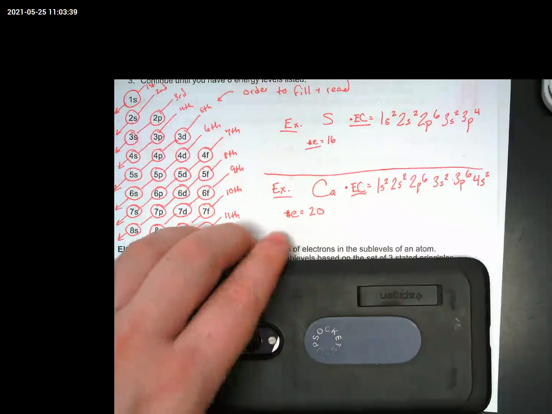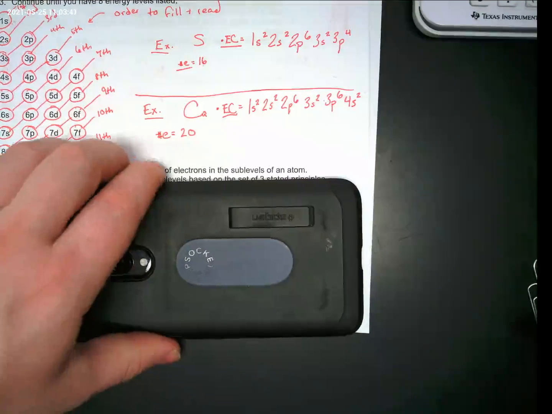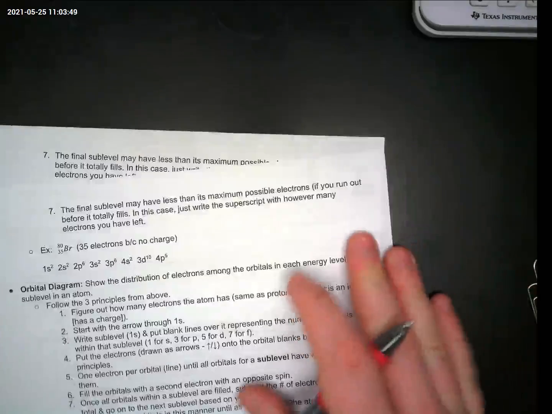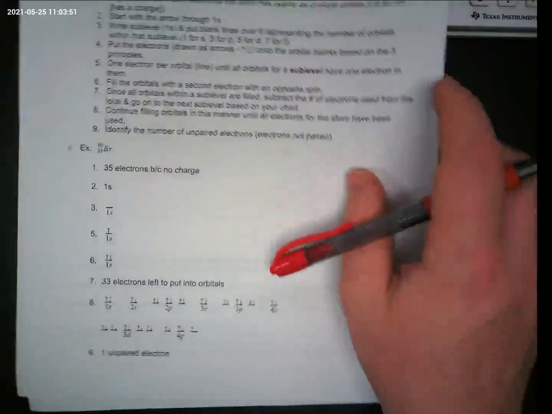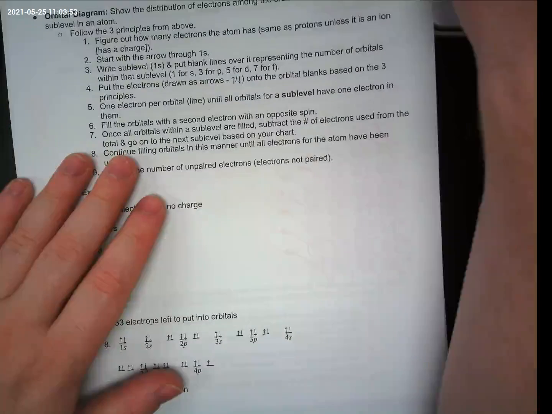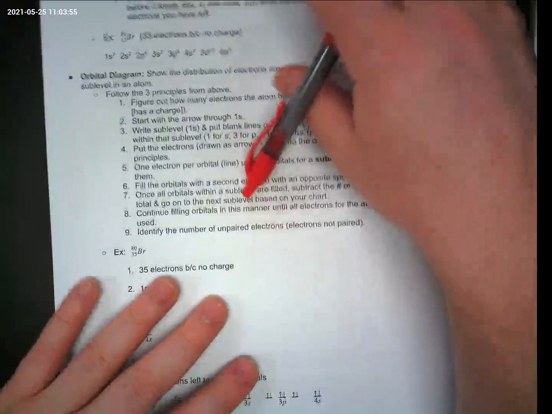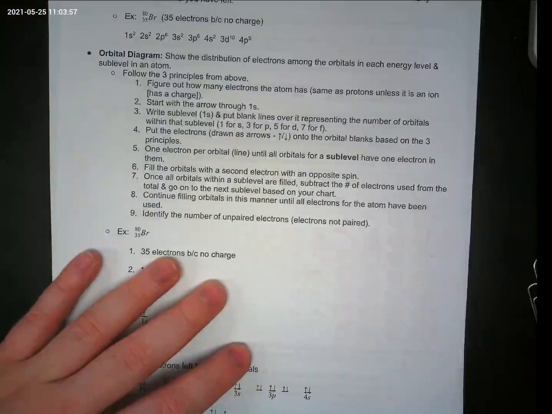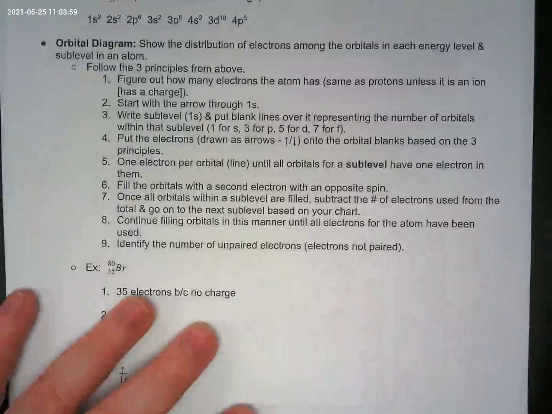Now, that's just electron configuration. The next bit that we have to figure out is, after we have the electron configuration, we have to know what the orbital diagram is going to look like.